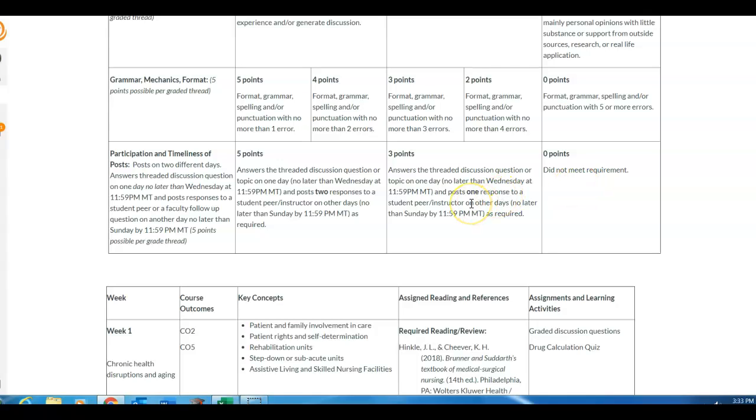If they do post 1 response, they would get 3 points. However, if they do not post by Wednesday, they do not get credit for that. So if you have any questions about that, please let me know.